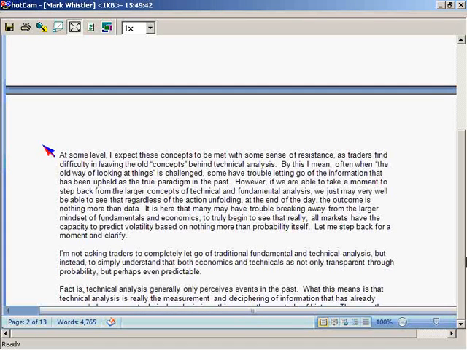However, if we are able to take a moment to step back from the larger concepts of technical and fundamental analysis, we just may very well be able to see that regardless of the action unfolding, at the end of the day, the outcome is nothing more than data.